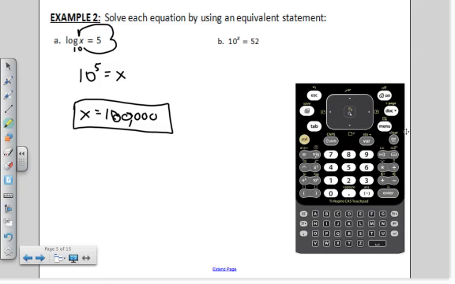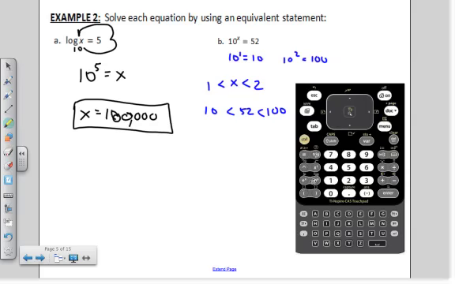However, let's look at this one. We know, if we just think about it, that 10 to the 1 is going to equal 10, and 10 to the 2 is going to equal 100, and the number we're looking at is 10 to some power equals 52. So isn't it clear that x would have to be a number between 1 and 2, since our 10 to that power is 52, and 52 is between 10 and 100? Well, sadly, you don't have the ability to do this without the calculator.